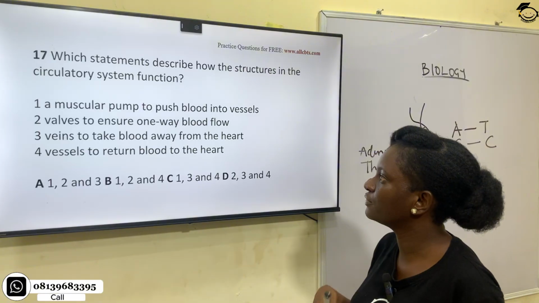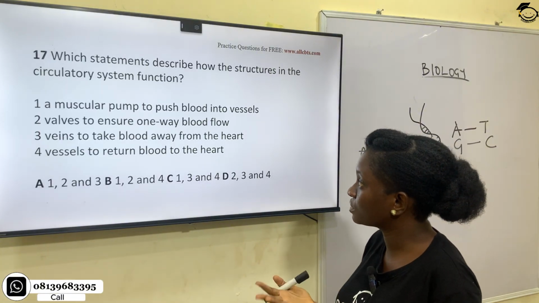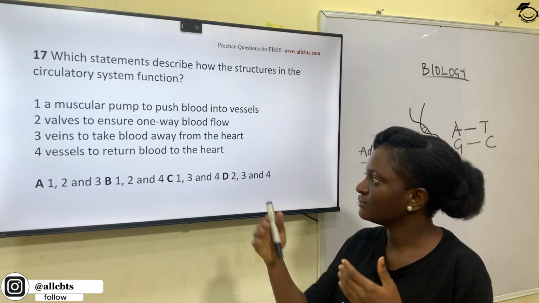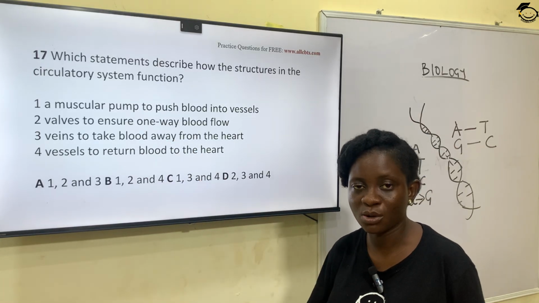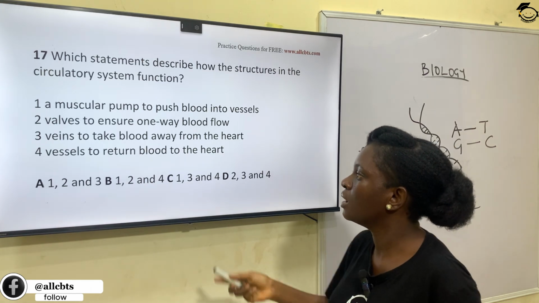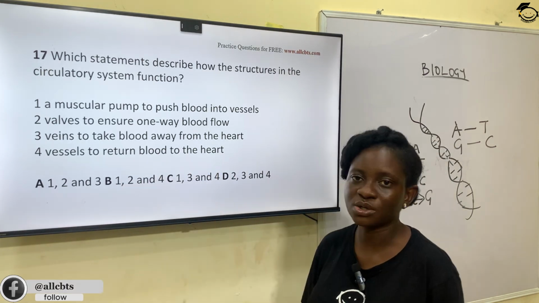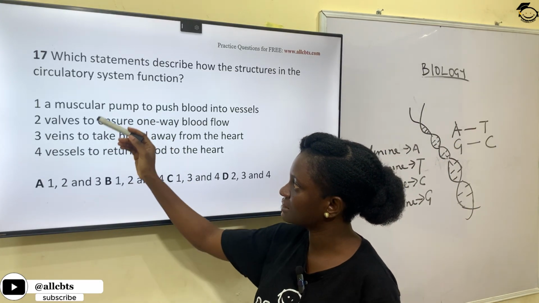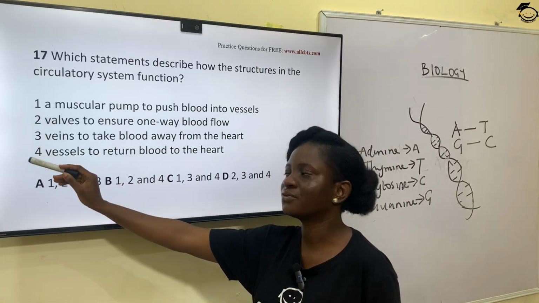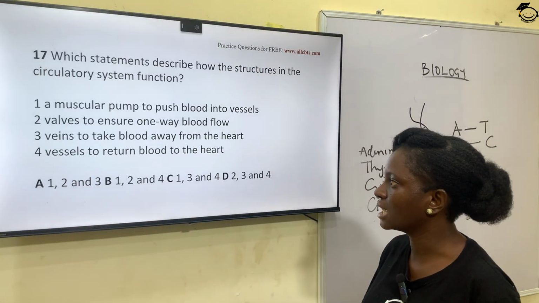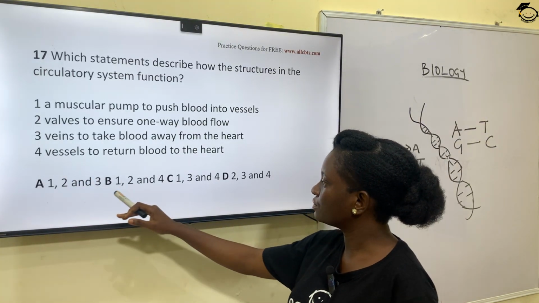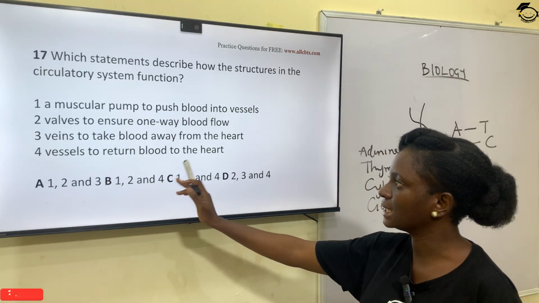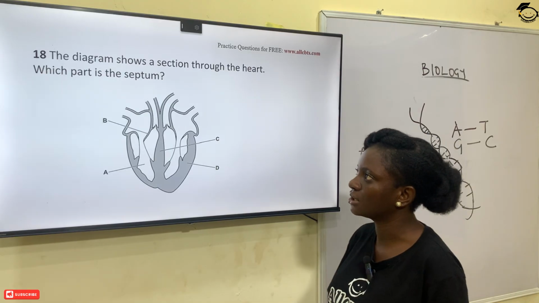Which one is correct? Definitely a muscular pump to push the blood into vessels, then valves to ensure that there's a one-way blood flow, then the vessel to return blood back to the heart. So from these statements, only 1, 2, 4 are correct here. So the options here, option B is the correct answer. 1, 2, and 4 is the correct answer, option B.